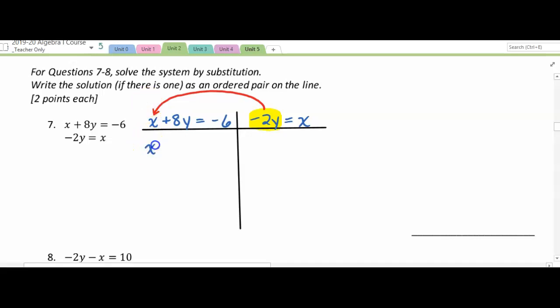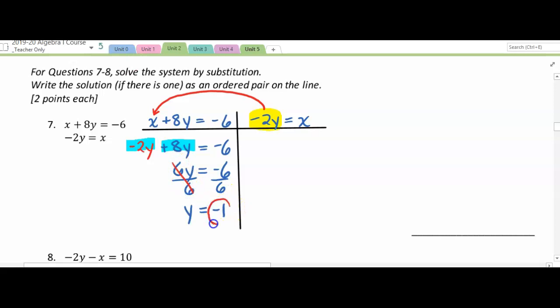I'm going to rewrite this equation, but I'm going to take out the x and I'm going to put in my new x, which is negative 2y. Notice these terms are like. Negative 2y and 8y make 6y. I can put them together because they're like. Then when I divide by 6 on both sides, y is negative 1.